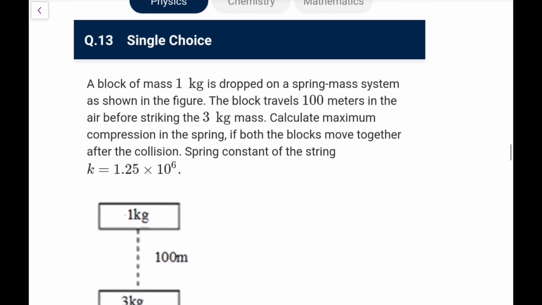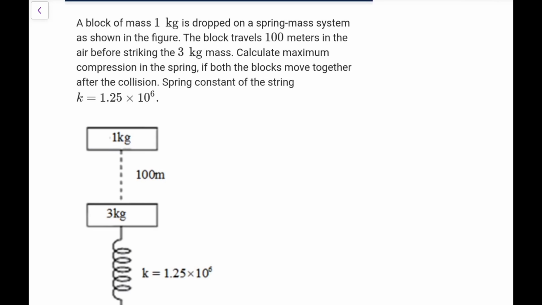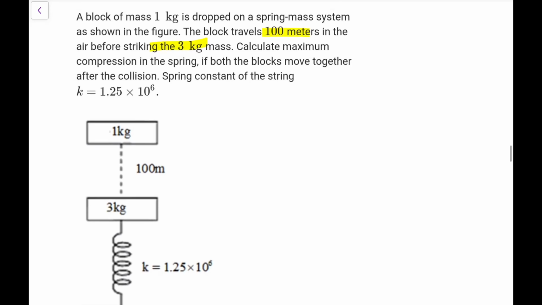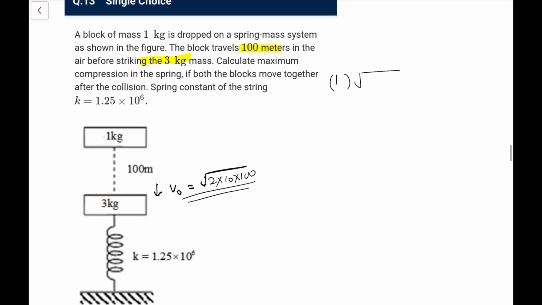Next one, a block of 1 kg is dropped on the spring mass system as shown in the figure. The block travels 100 meters in the air before striking the 3 kg mass. Calculate the maximum compression in the spring if both move together after the collision. So they move together, that means it's a perfectly inelastic collision. The velocity just before collision, V naught, would be root 2gh, that is 2 into 10 into 100. Now applying momentum conservation, 1 into root of 2 into 10 to the power 3 would be equal to 4 into V. So V becomes root 2000 by 4.